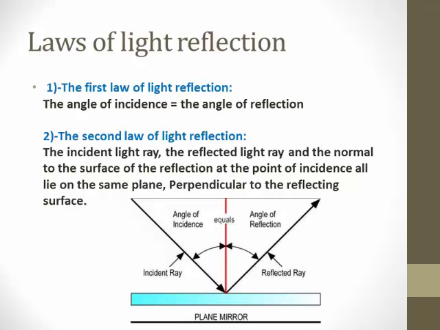the angle of reflection. The second law of light reflection: the incident light ray, the reflected light ray, and the normal to the surface of reflection at the point of incidence all lie on the same plane. All the parts of the reflection are in the one same plane, perpendicular to the reflection surface.